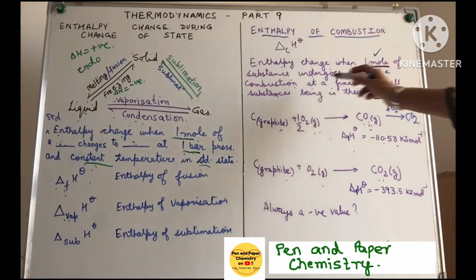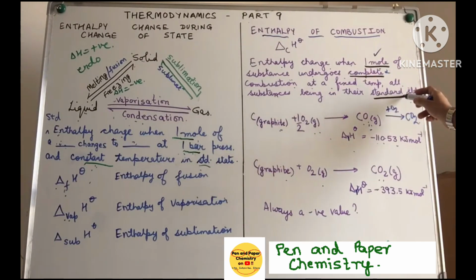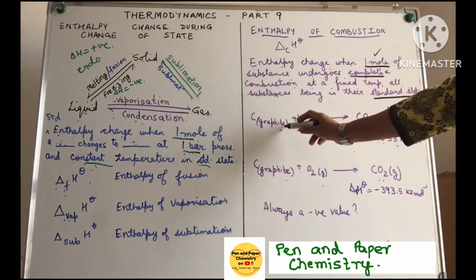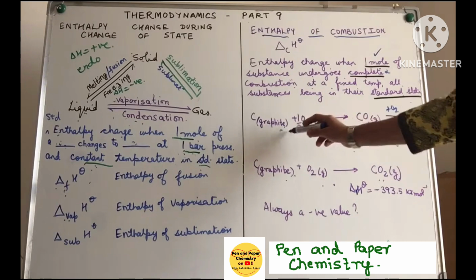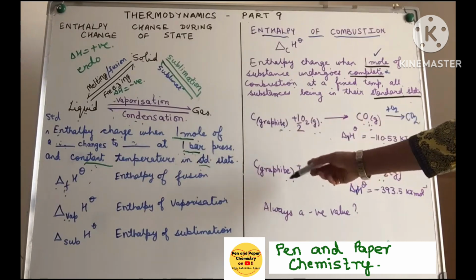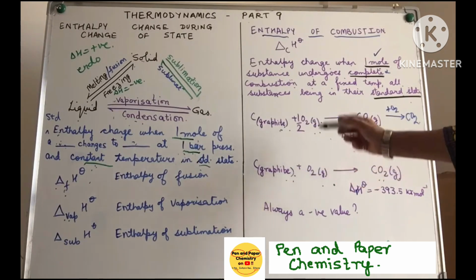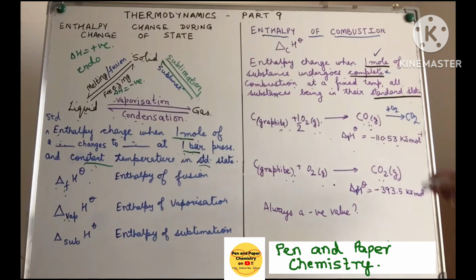Fixed temperature, yes. All substances being in their standard state, that also we have to check. Graphite, graphite, gas, gas, gas, gas. Supposing instead of graphite, I take any other form, let's say diamond or coal, whatever, then it will not be called the standard enthalpy of combustion, even if it is giving us carbon dioxide.